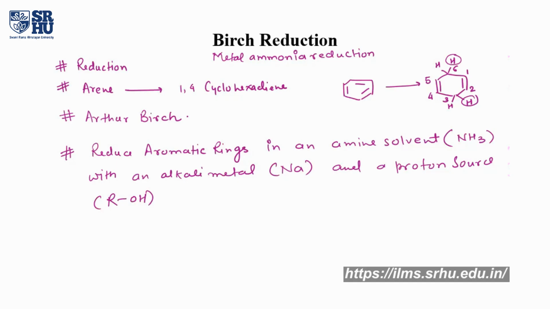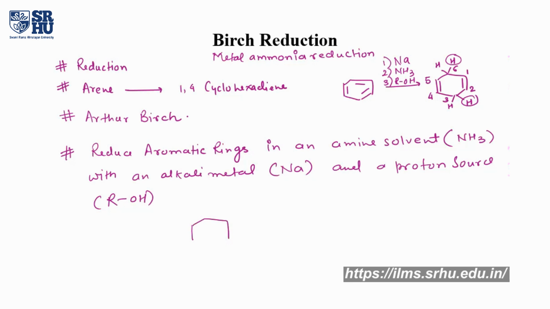So there are three key ingredients which are required to perform the Birch reduction. Number one is a metal, sodium. Number two, an amine solvent, NH3. And number three is alcohol, which acts as a proton source. So these three things are required when you perform Birch reduction.